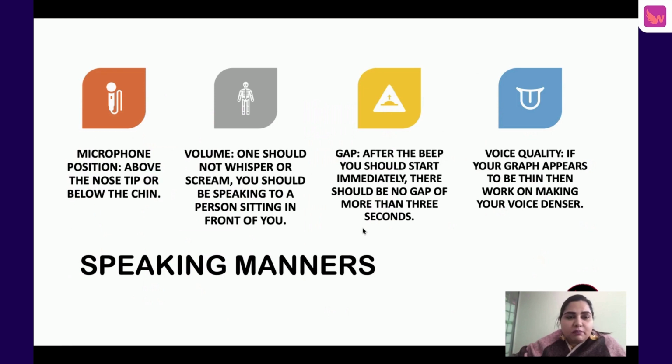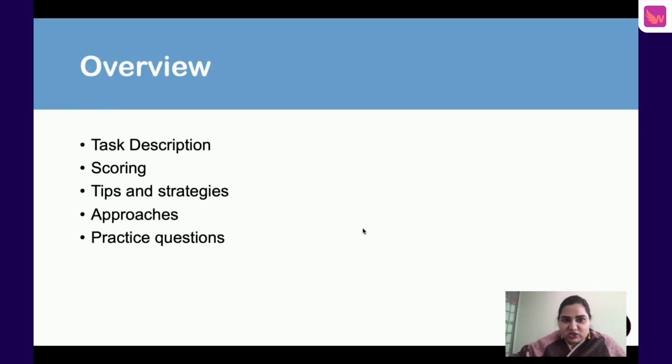So of course, speaking manners are important. You need to remember where you have to keep your microphone, either on the nose tip or it should be below the chin. You should not whisper or scream. You're just talking to a person sitting in front of you. You should not give a lot of gap once the recorder starts the recording. You have to start speaking your answer, because if you give a gap of 3 seconds, the microphone will shut off and nothing will be recorded. Your voice quality should be quite dense in a way that you get a good and strong graph that will mark you on your pronunciation.